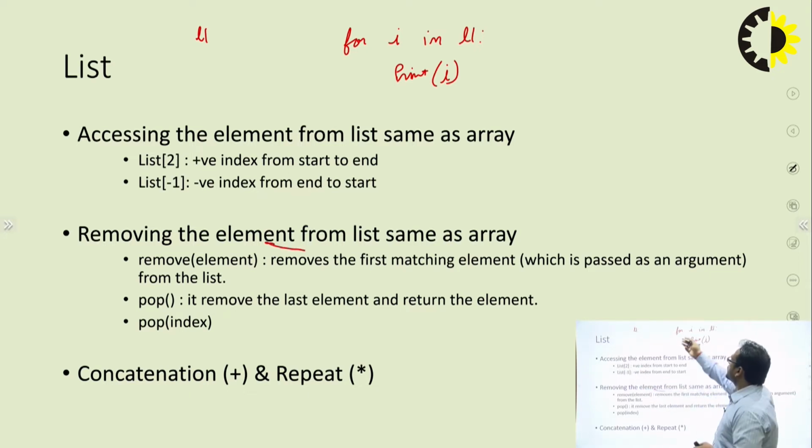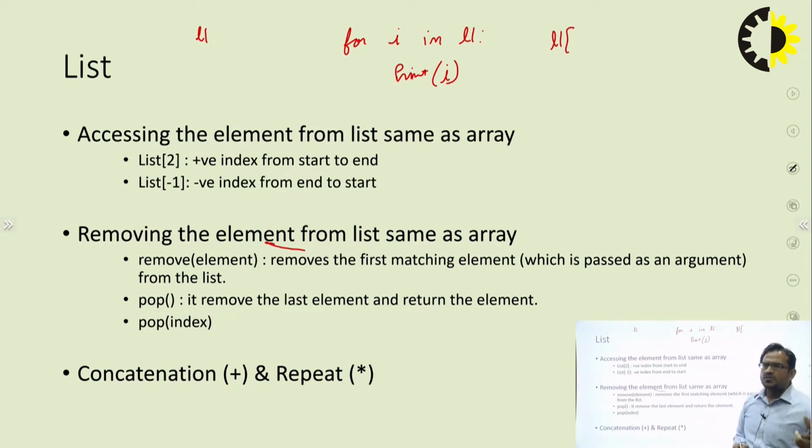Okay. So suppose there is a list L1. So L1 and the square bracket, you can just pass the indexing. Suppose I just want to access the 4th indexing value, so you can just pass the 4. Got it?